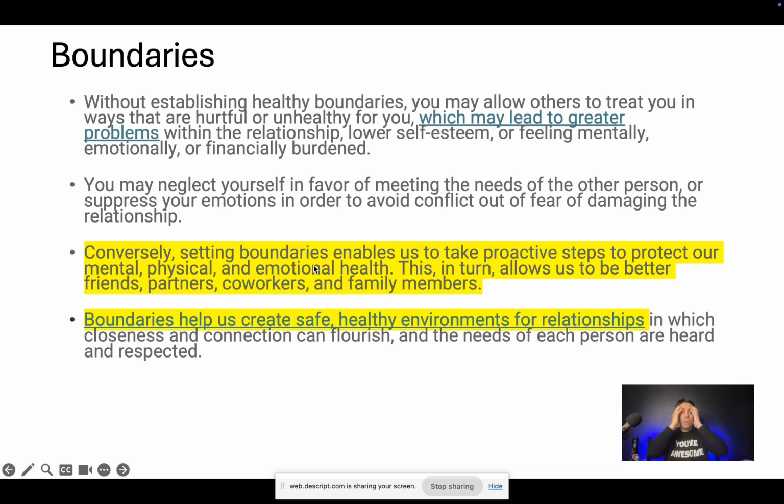I'm like, wow. With a seminary teacher with no boundaries, all of this starts to take a toll. Because our students are starting to do things that really get under our skin and really bother us. And they're not paying attention and they're not participating. But it might be because we never set up any boundaries. Boundaries can help us create safe, healthy environments for relationships in which closeness and connection can flourish and the needs of each person are heard and respected.